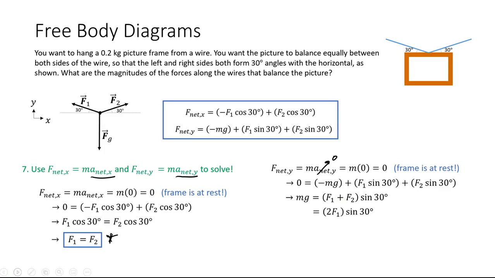Okay, and so now I only have one unknown, which is F1, and so we can just rearrange and solve here. And so when I did that, I got F1 was equal to 2 newtons, and then we know F2 has the same magnitude as F1, so it's also going to be 2 newtons. Okay, so we've done it, and we've solved our problem.